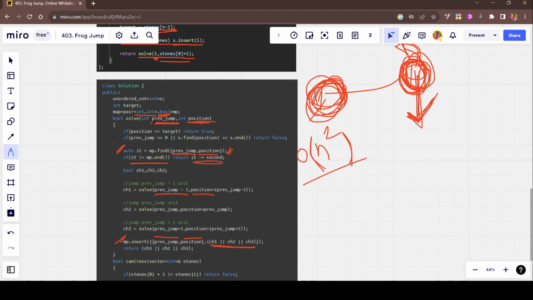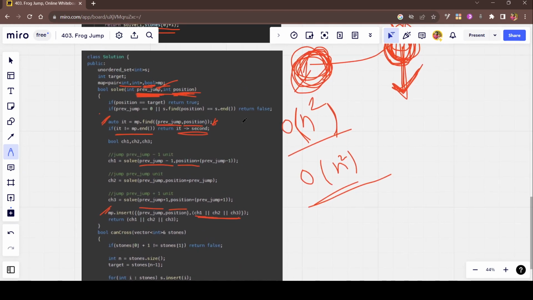How many keys will there be in the map, how many keys will you store? The number of keys will be previous jump into position, so the space complexity will be order of n square, because I have previous jump into position number of keys inside my map. So is the space complexity clear or not? I think it will be clear.